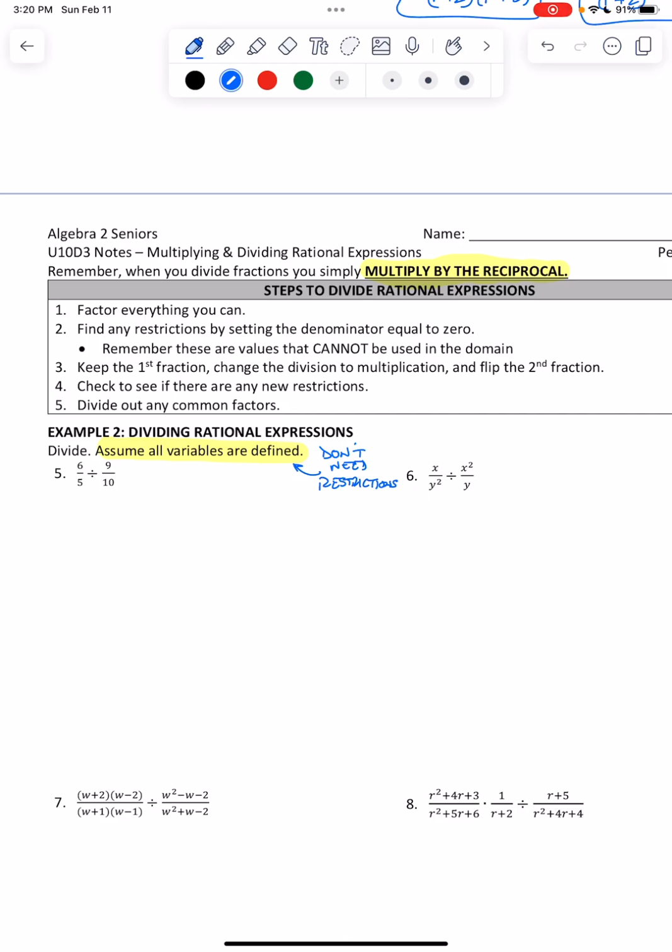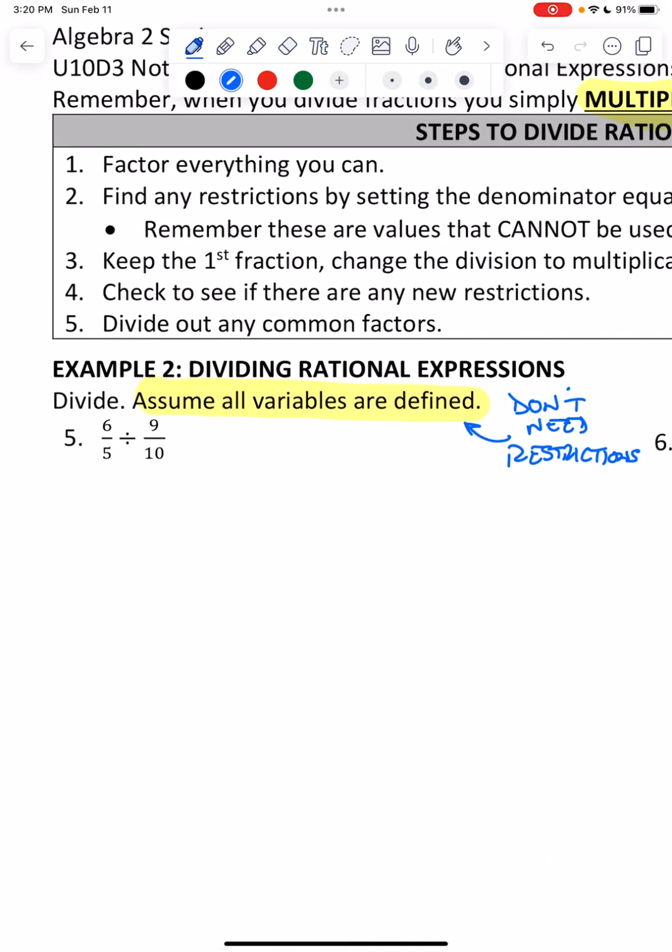So what we're looking at here in number 5, we have 6/5 divided by 9/10. So again, just review of fractions here. So nothing to factor. So we keep the first, change that division to multiplication, and then flip the second. Okay? And then now it's a multiplication problem. So we can cancel vertically or diagonally, or you could multiply, whichever way you want to do, right? So if we just multiply, that would give us 60 over 45 going straight across. And then we can divide out a 15 out of both of those.